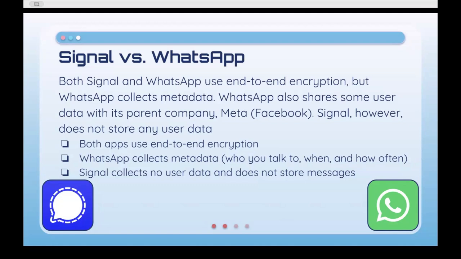Now, both apps may use end-to-end encryption. However, it's really important to know that WhatsApp collects metadata, meaning who you talk to, when, and how often, and then usually connects the data to know more about you, which is something that you may not want. So thankfully, in order to combat this, you can use Signal, which collects no user data and does not store messages at all.